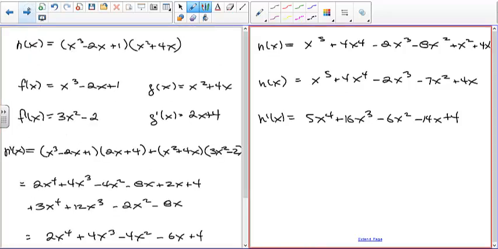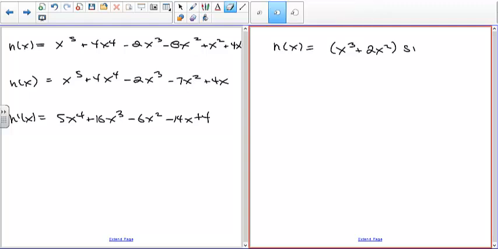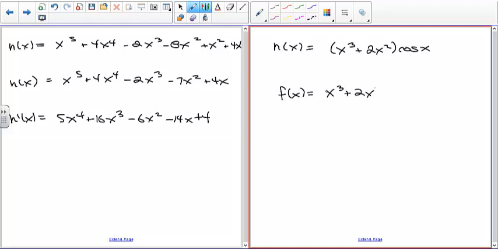Okay. And the last one is pretty straightforward. It's one that we're not going to be able to do a whole lot of simplification with. So we have a polynomial term and a trig function term. So we're going to let f of x equal x cubed plus 2x squared. We'll let g of x equal the cosine of x.